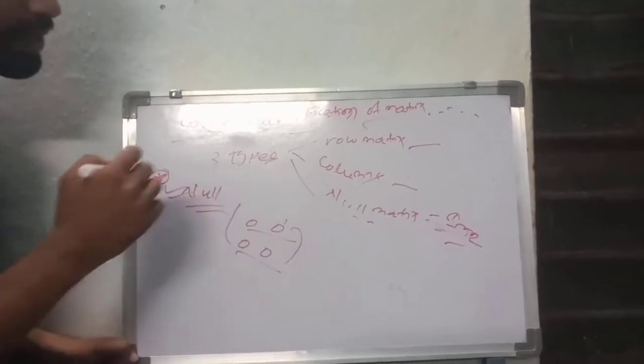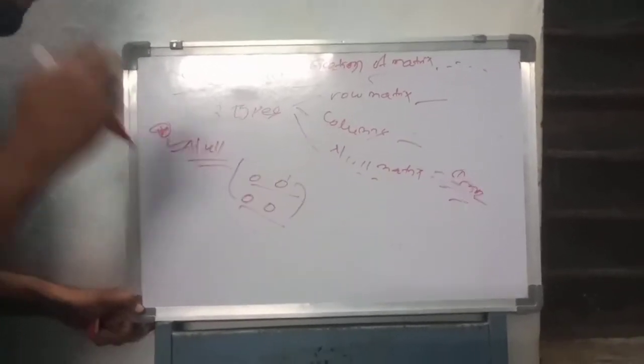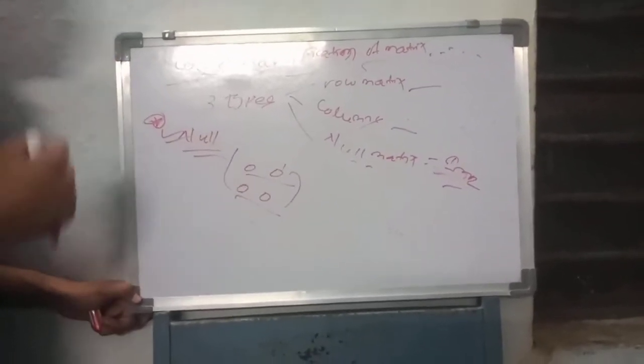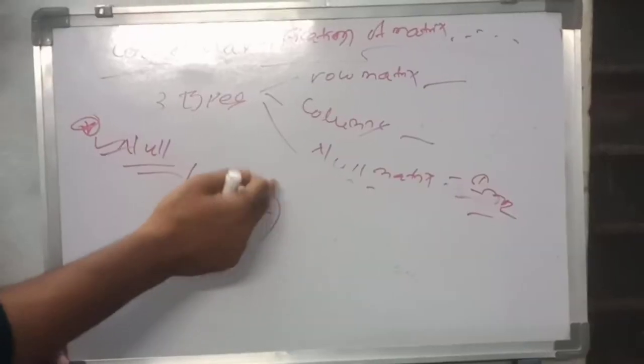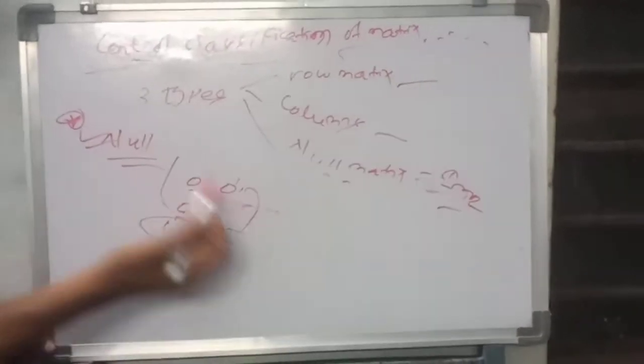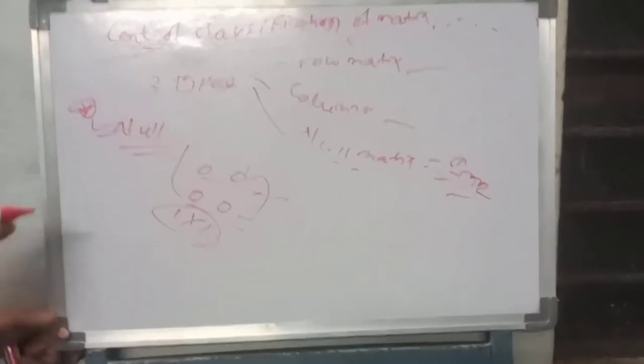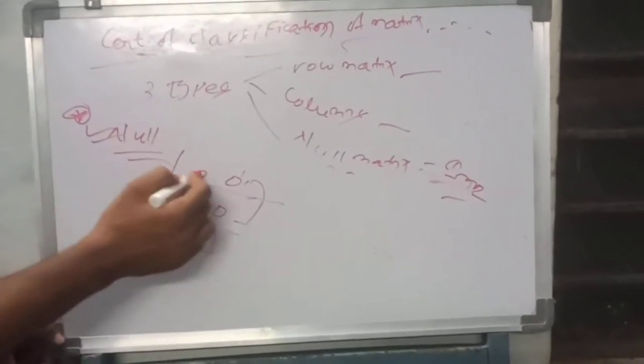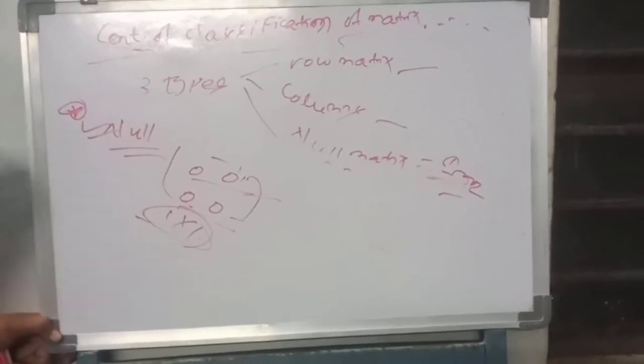So this is the row matrix. What is the order of the row matrix? One by one, because one row and one column are present. So a null matrix is one where all the elements will be zero. This is the null matrix.